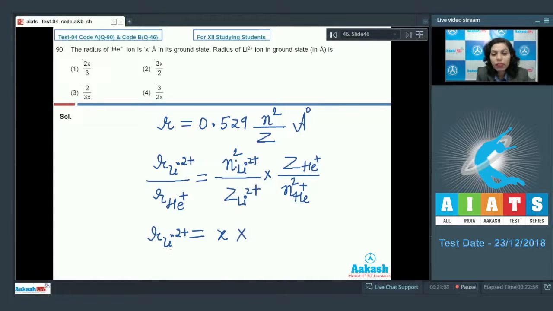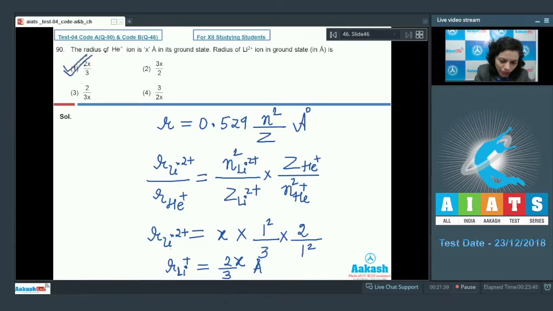So R for lithium you are just going to find, and R for helium ion is given. This is x. Then n square. n value for the lithium in the ground state is 1 divided by Z for lithium. The atomic number for lithium is 3. Then multiply it by Z for helium, that is 2, divided by n of ground state of helium, which is also 1. So this would be the formula, and I have to take the square here. And if you solve this, this value would be R of Li2 plus equal to 2 by 3 x in angstrom. And where this value is given, 2x by 3, this is given in option 1. So you can easily choose this as the correct answer.